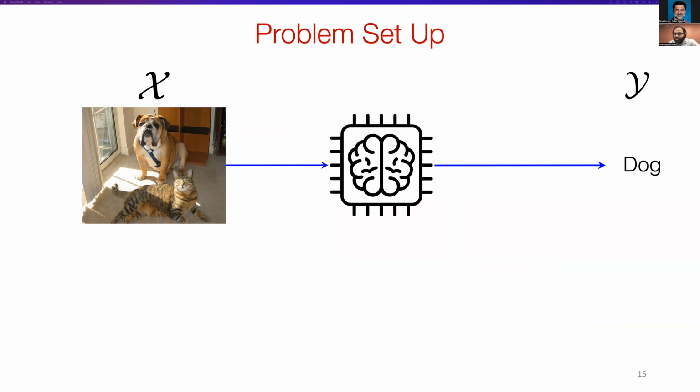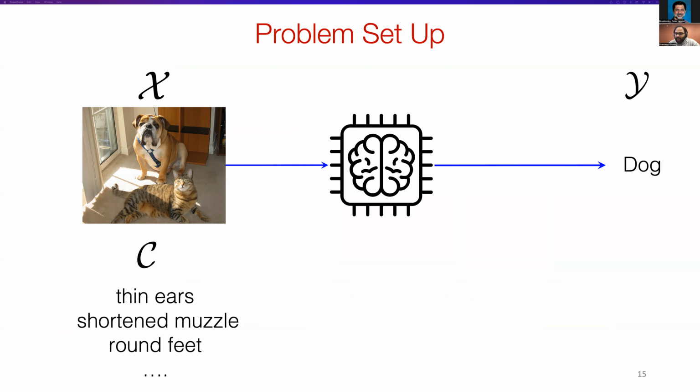Now, let me first explain the setup. We are assuming that on the training data, we have the image, the class label, and a set of attributes. For example, the attributes are the high-level concepts or high-level features. In this figure of a dog and cat, the high-level concepts are tent ears, shortened muzzle, and round feet. And we assume that we have the ground truth attributes for all these concepts.